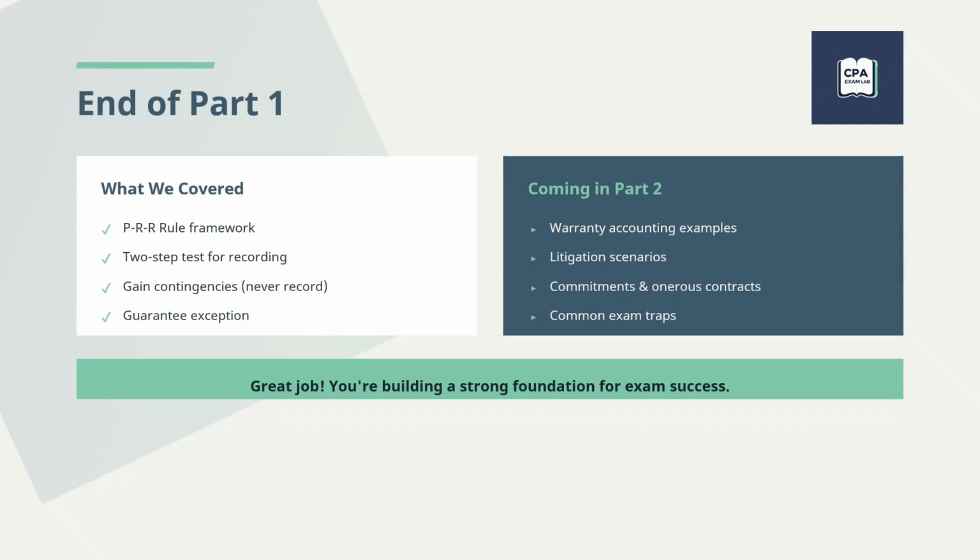We came to the end of part 1. What we covered here: we covered the PRR rule framework. We covered the two-step test for recording. We covered gain contingencies, which we never record, and we covered the guarantee exception. Let's see you in the second part of the lecture.